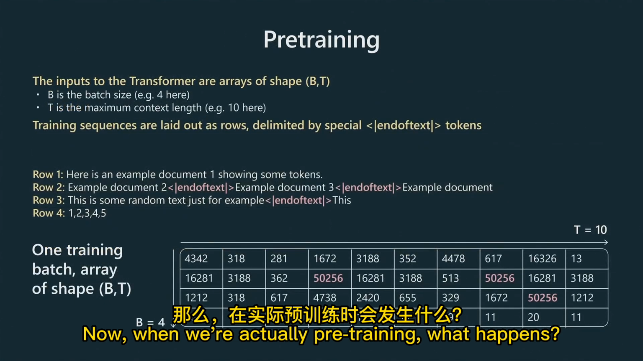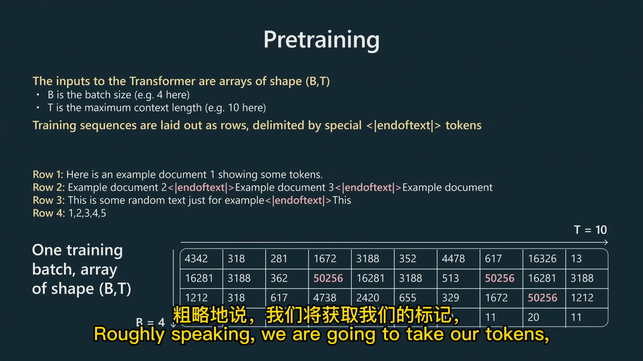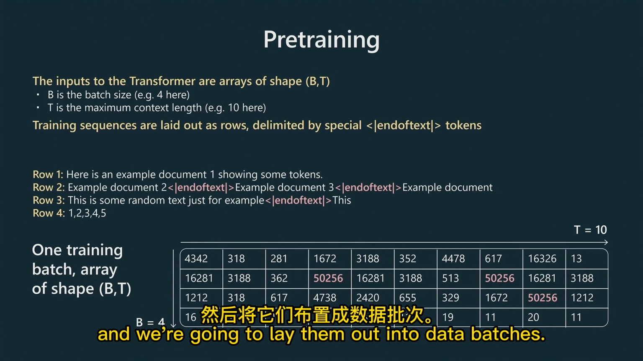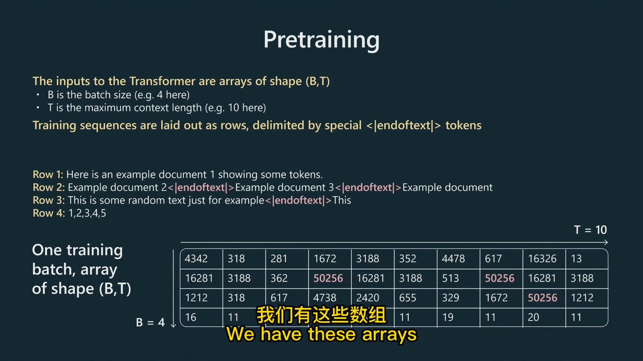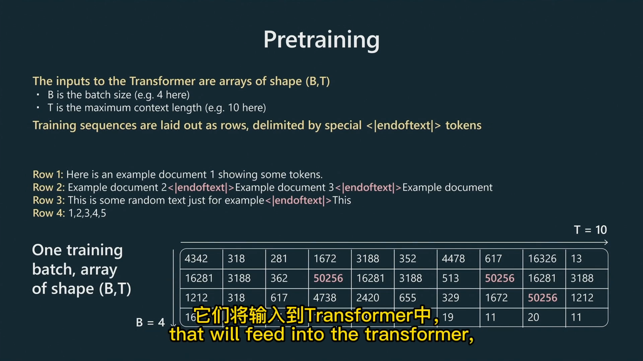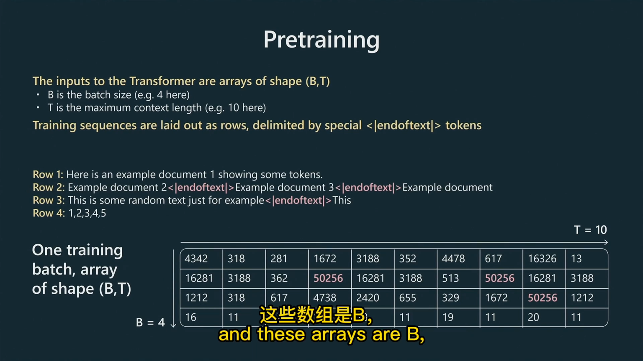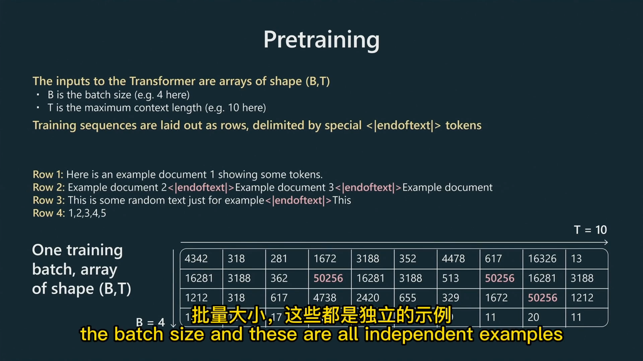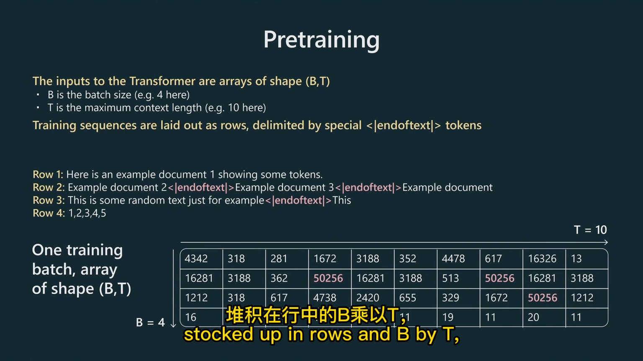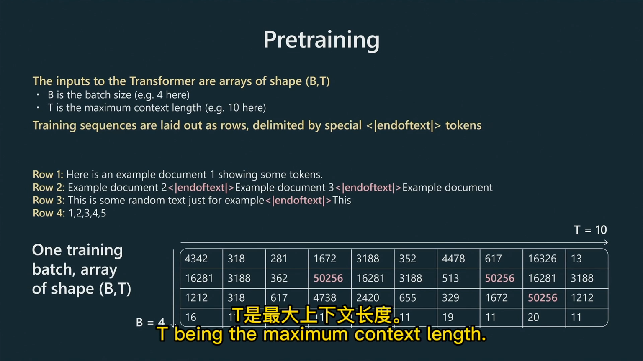Now, when we're actually pre-training, what happens? Roughly speaking, we are going to take our tokens and lay them out into data batches. So we have these arrays that will feed into the transformer. These arrays are B by T, where B is the batch size, with all independent examples stacked up in rows, and T is the maximum context length.